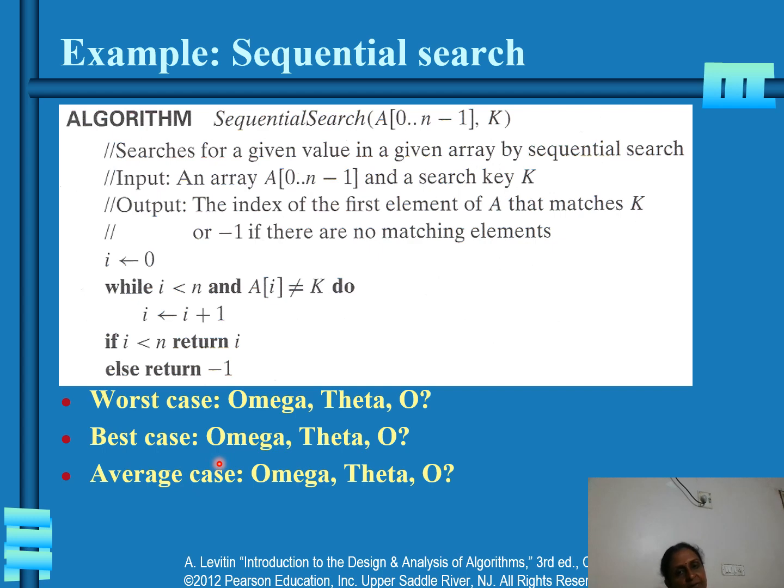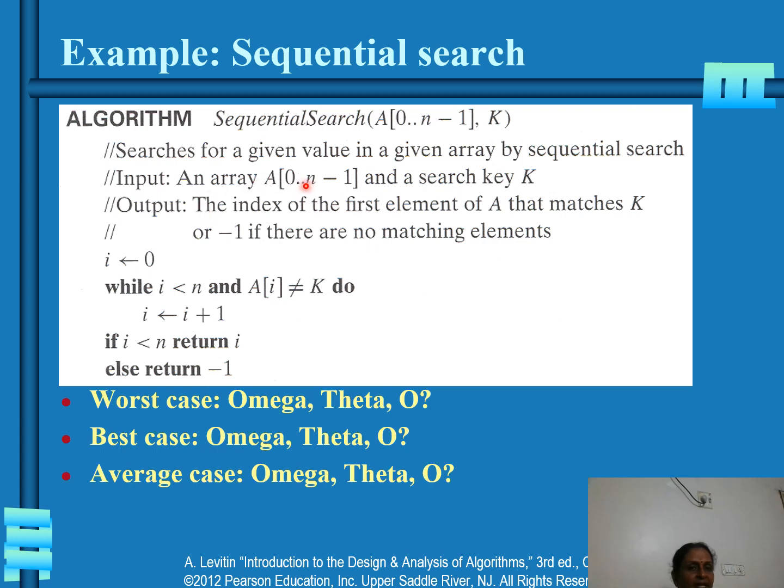So the first example we are going to discuss is the sequential search. You all know what sequential search is: given a set of n items along with a search key value, you have to check whether this k is present in the list. This is an algorithm given in pseudocode.